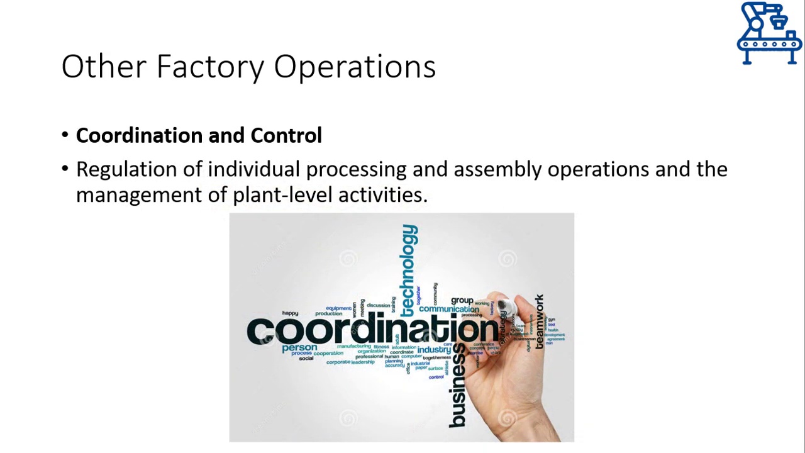The operation that combines everything in a smooth way is called the coordination and control operation. These operations don't only control the individual workstations but also coordinate and manage plant level activities. Activities starting from the proposal to the client till the final part production and delivery are all controlled through a central coordination and control system. So these are the four major operations that I have just discussed that are going on in a manufacturing plant.